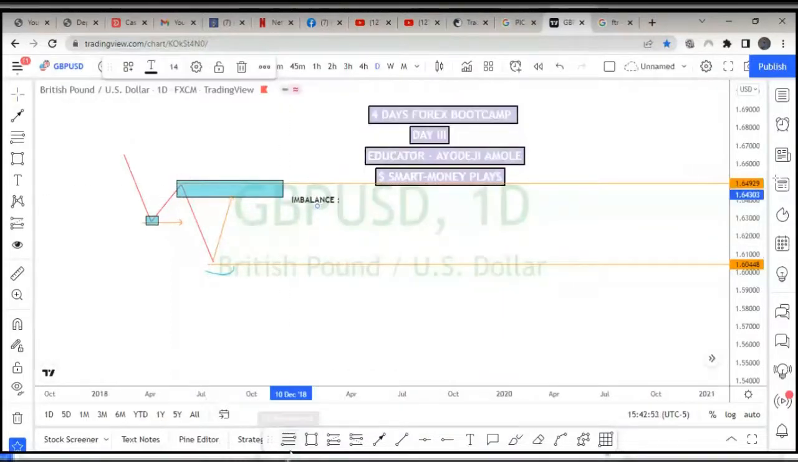Okay, your answers are correct. An imbalance is a bullish candle that is not fueled by a bearish candle and vice versa. Thank you, Damilola. These are amazing answers. Ebuka is typing. Let me see the bomb you want to drop.